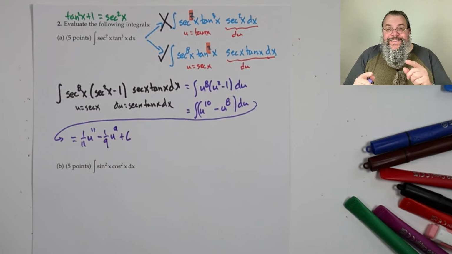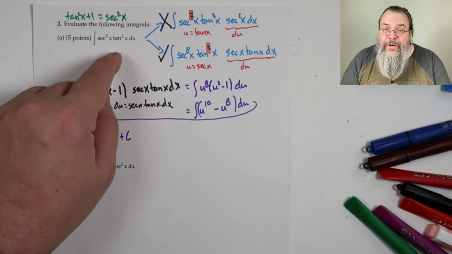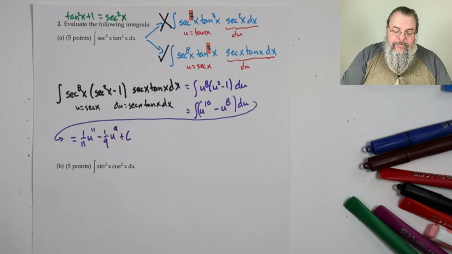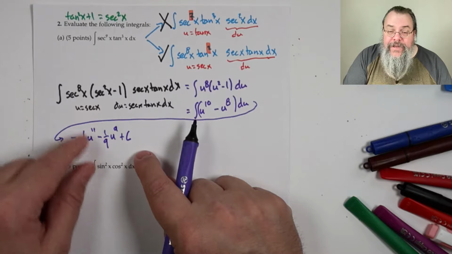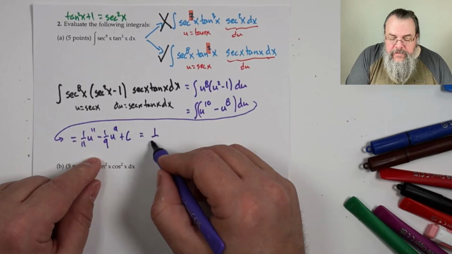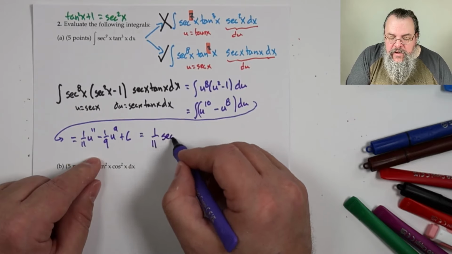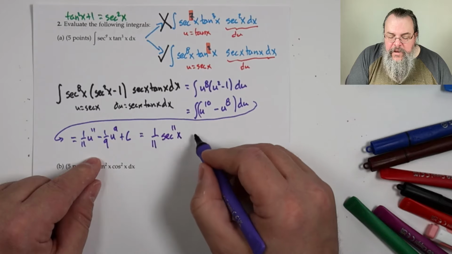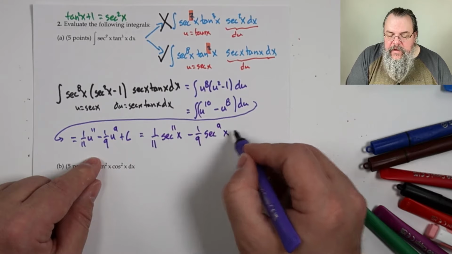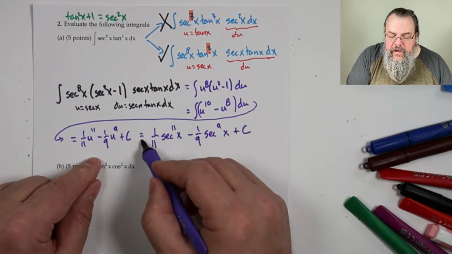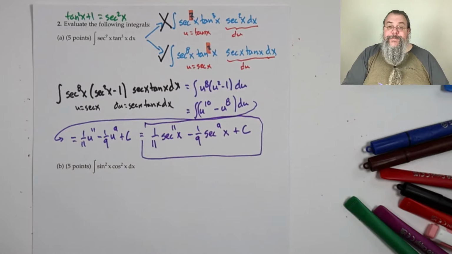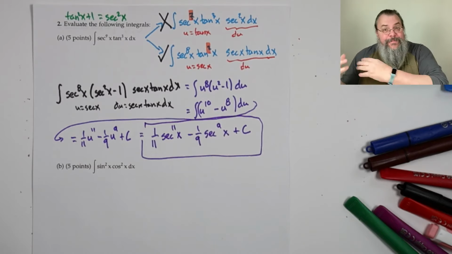Oh wait, we're not done. These are u's. We didn't start with u's, we started with x's. Because it's indefinite, we need to get back to x. And that's okay. We know that u equals secant x. So we say, all right, well, hey, this is 1 over 11 secant to the 11th power x minus 1 over 9 secant to the 9th power x, and toss in a plus c, and life is good. There we go. That's part A. Now on to part B.